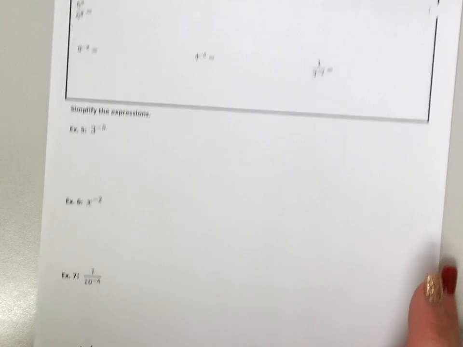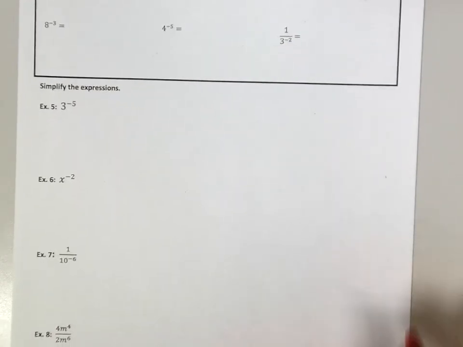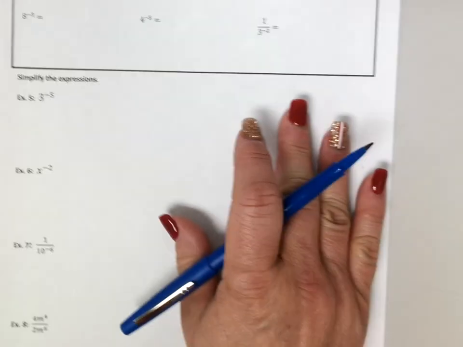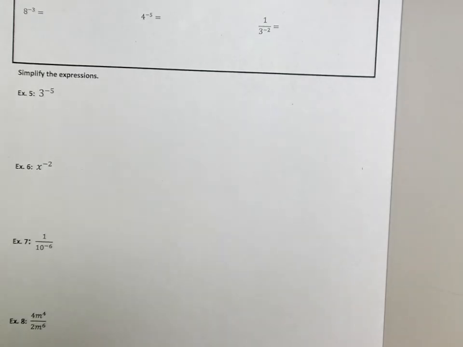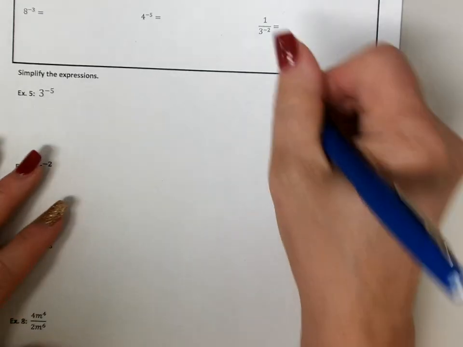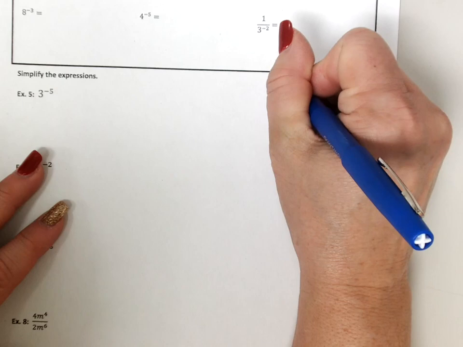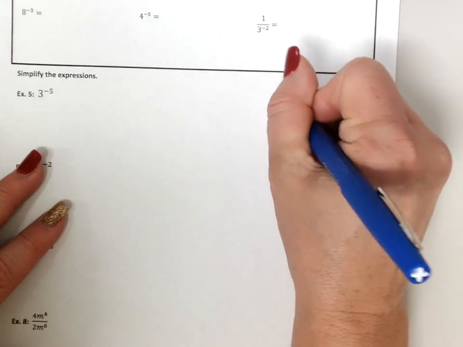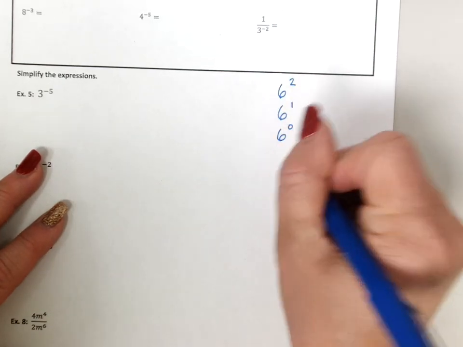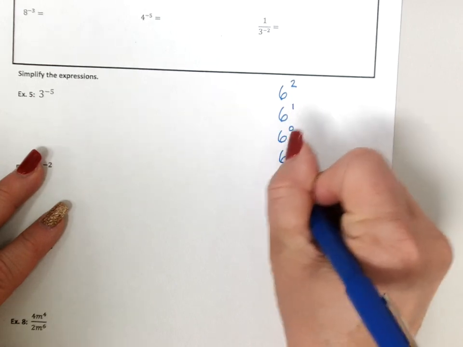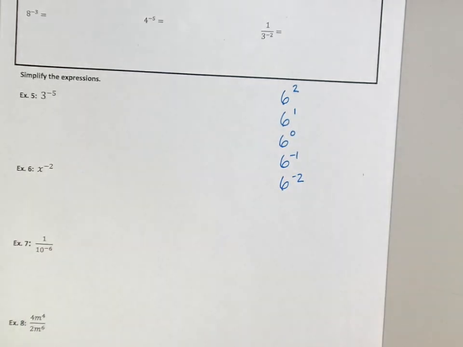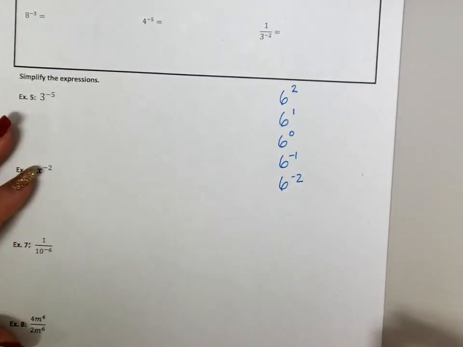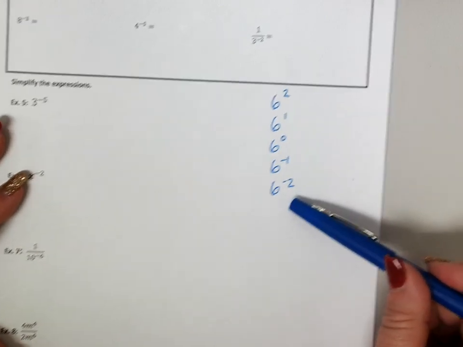So I'm going to show you first why we're going to get what we get doing a pattern. So over here there's enough room we can show the little pattern over here. I'm going to start with 6 to the second power. And I'm going to decrease the power each time, okay? So we're going to start with a positive 2, and we're going to decrease the power by 1 each time.